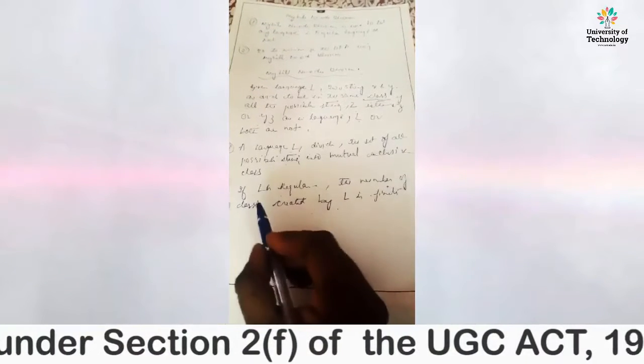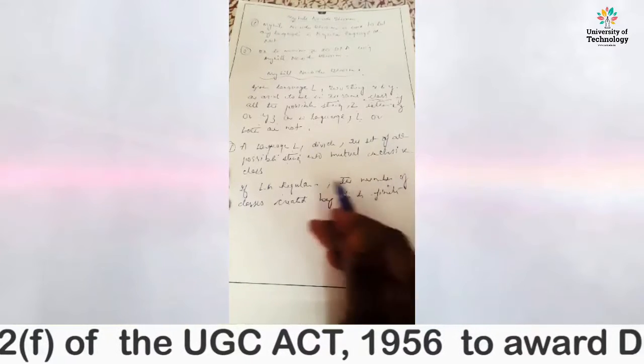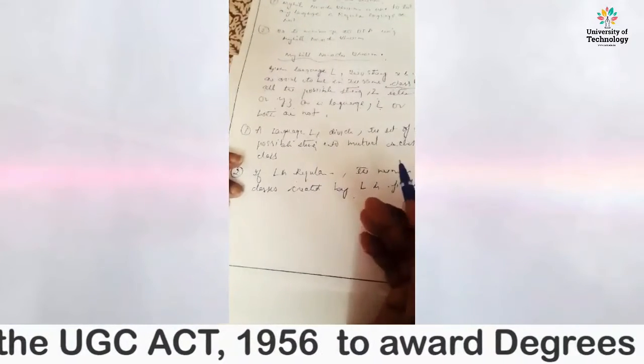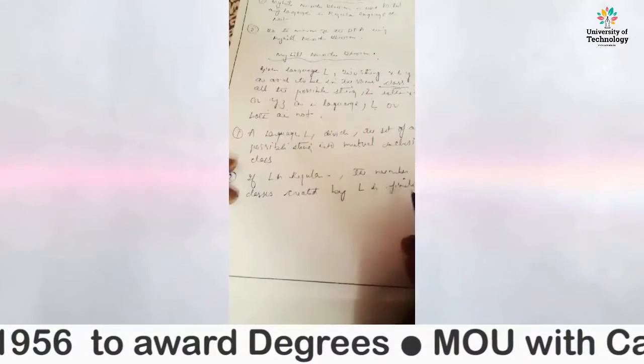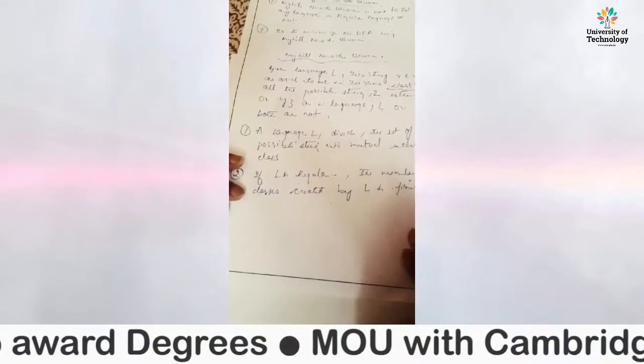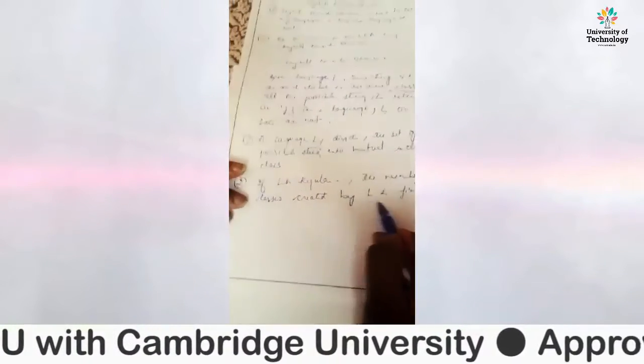finite. Now suppose the language L is given to us and we want to check whether it's a regular language or not. How are we going to check? We'll see whether the number of classes created by it is finite. If it is finite, then it's regular. If it is not finite, then it's not going to be regular. So if L is regular, then the number of classes created by L is going to be finite. Right? Clear?